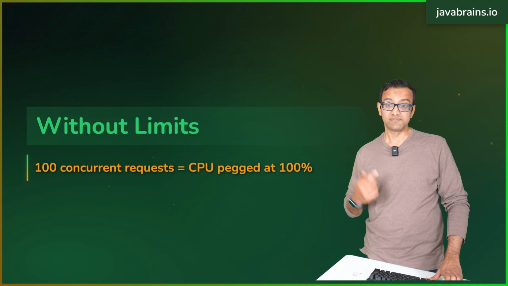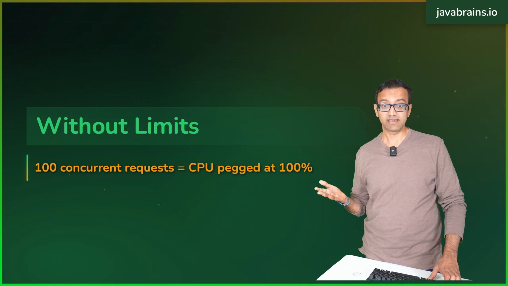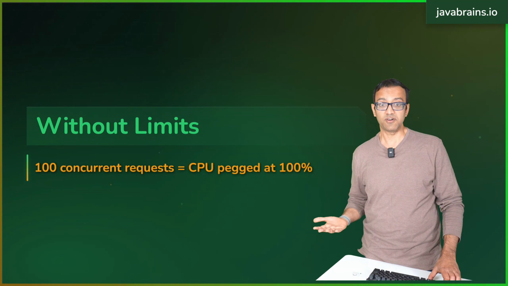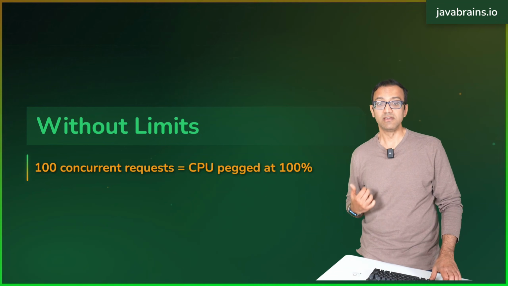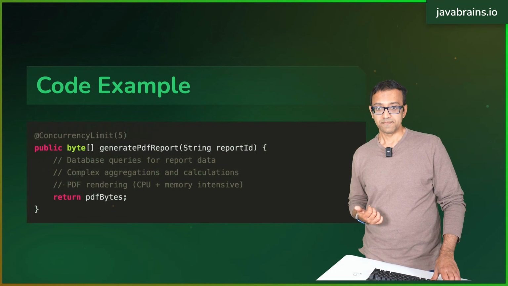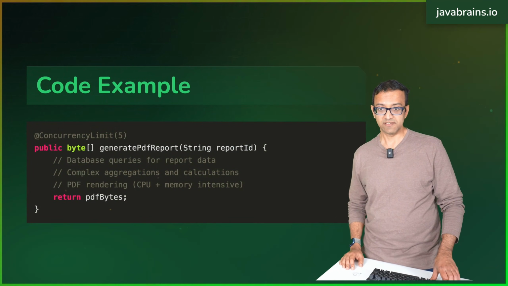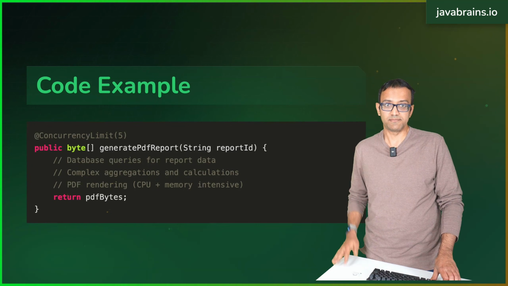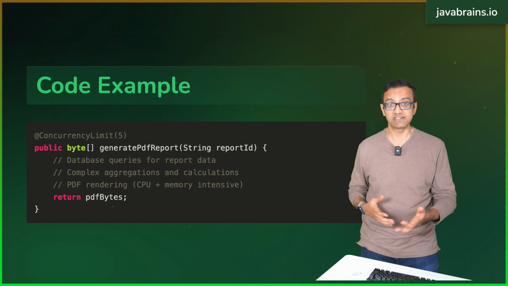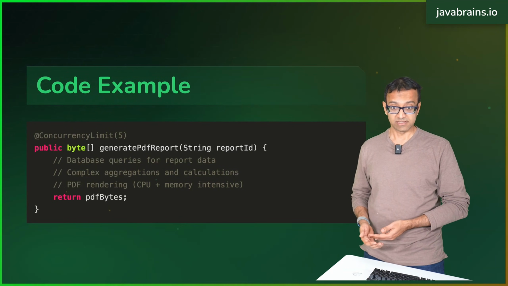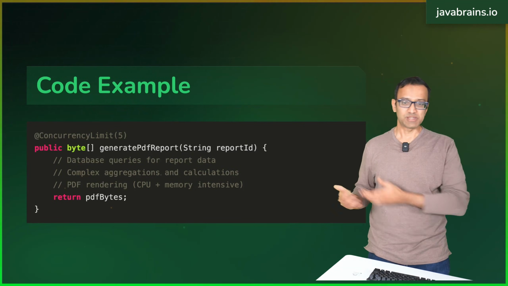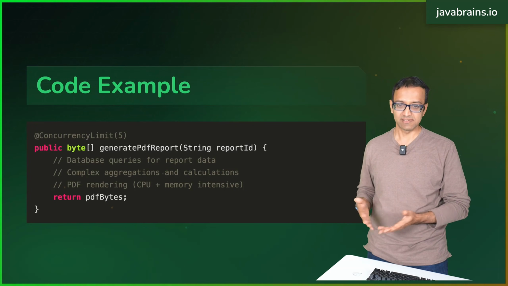CPU intensive operations. So without limits, you have multiple concurrent requests and the CPU is spec'd at 100%. You end up having issues, which is a problem, and performance degrades for everyone, right? That's category number 1. We want to protect CPU intensive operations. Here's a code example, generate PDF report, stick a concurrency limit in there and you're good. And what limit you set depends on your hardware, your operational resource consumption, how much it is actually taking. You monitor the CPU under load and then you adjust.